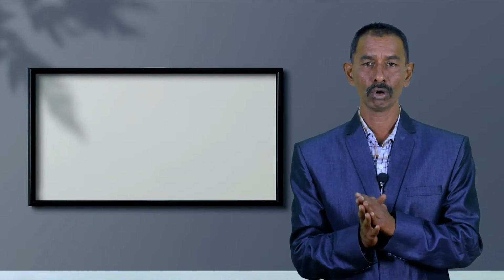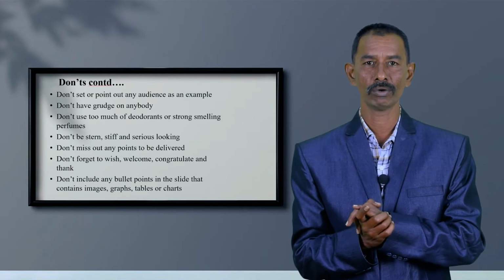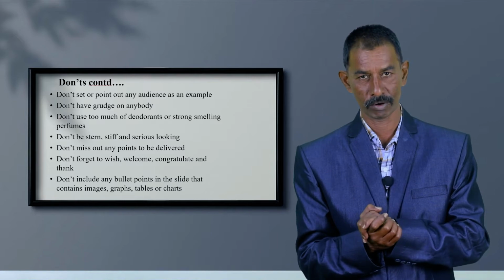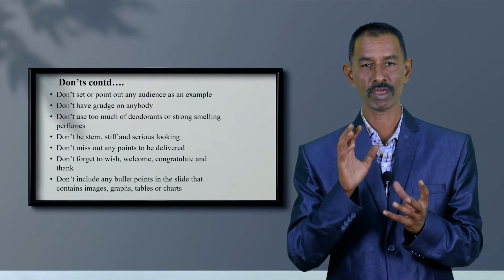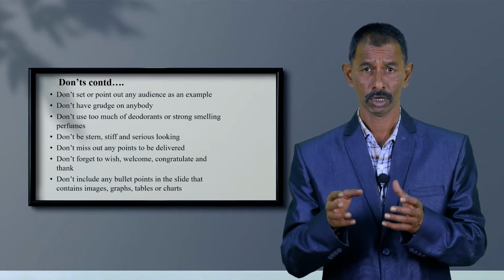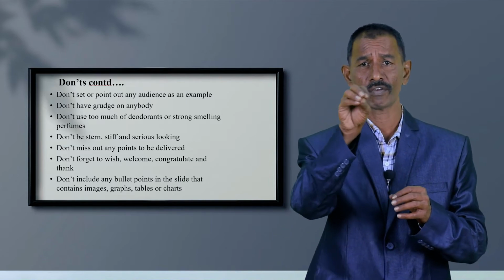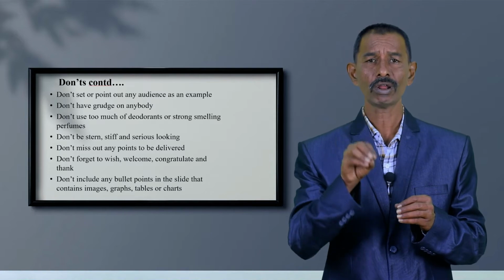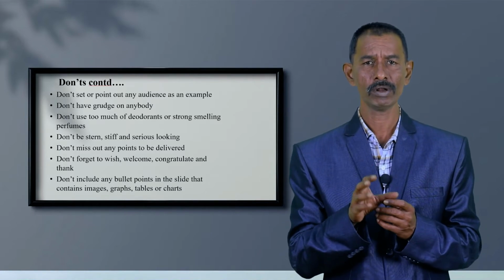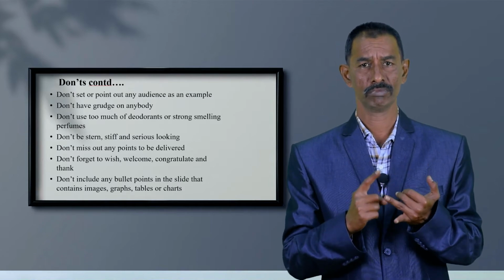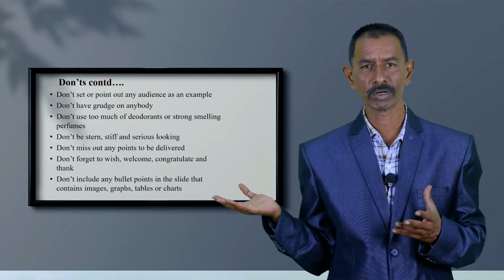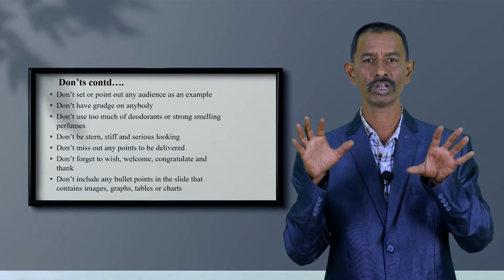Okay, so don't set or point out any audience as an example. When you are speaking during your presentation, during your speech, never take any one of the audiences as your example. If you want to give an example, take it as Mr. X, Mr. A, Mr. N, like this. Okay, you can tell some other person's name, but not the audience name.